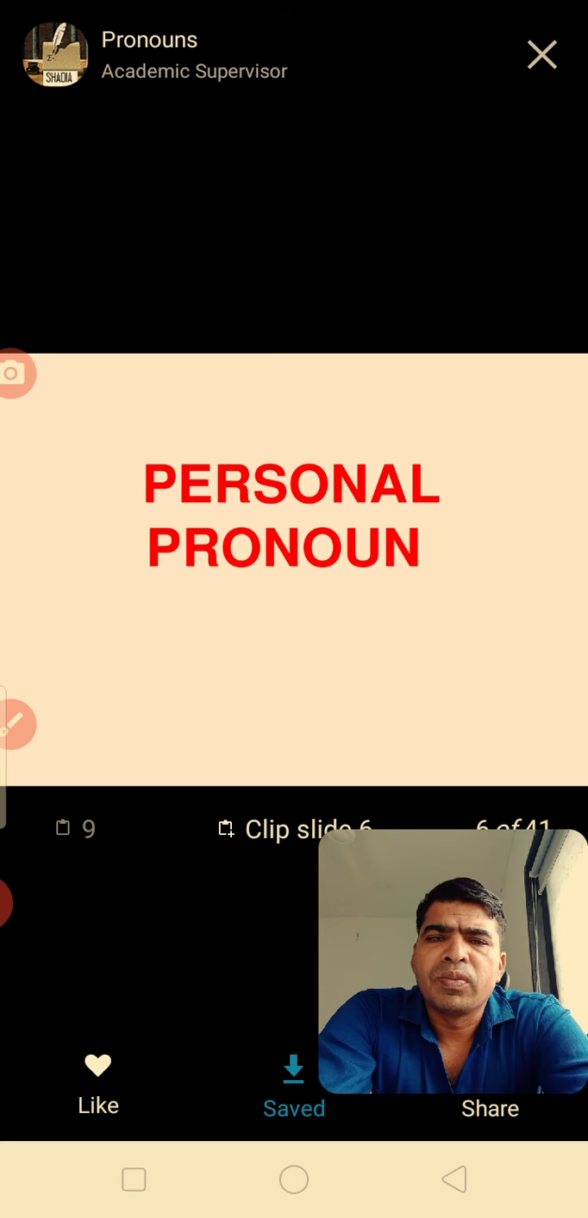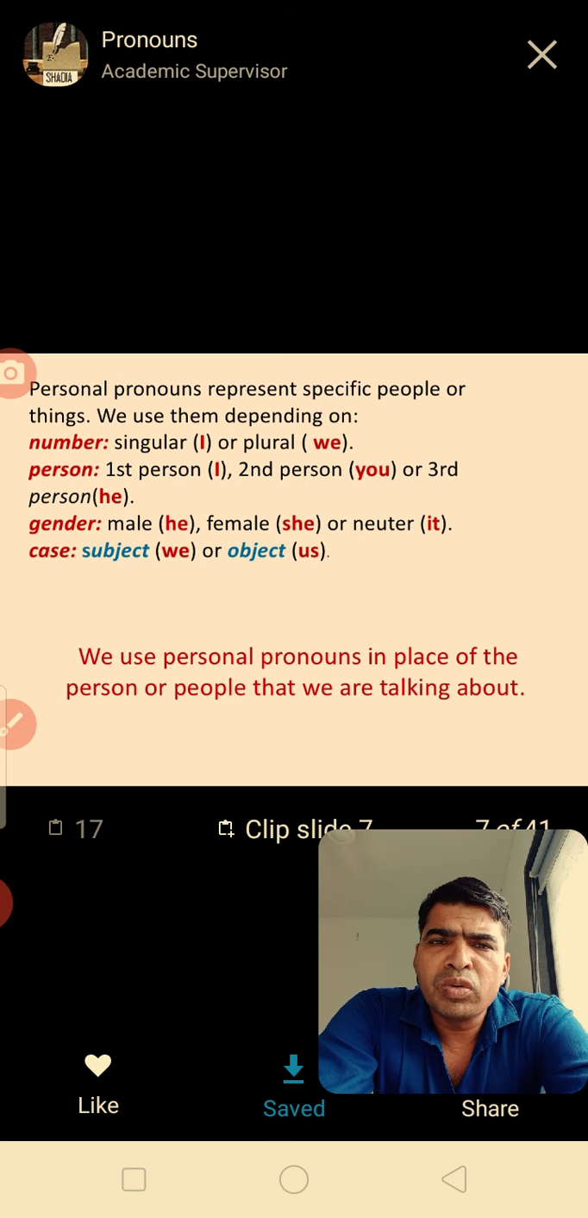Personal pronouns. Personal pronouns represent specific people or things. We use them depending on number, that is singular or plural. For example, I is singular and we is plural. Person: first person, that is I, second person you, or third person he and she. Gender: male he, female she, or neuter it. Case: subject, that is we, or object, us. So we can use them in different contexts. We use a personal pronoun in place of the person or people that we are talking about.